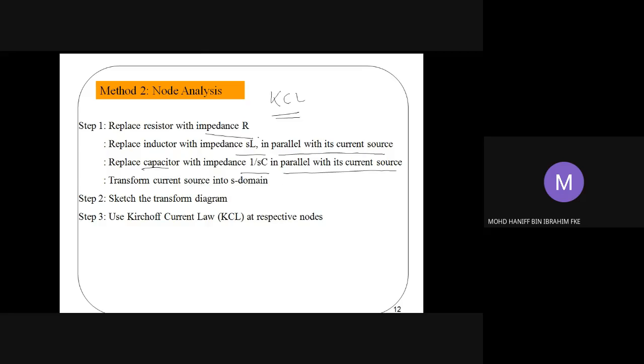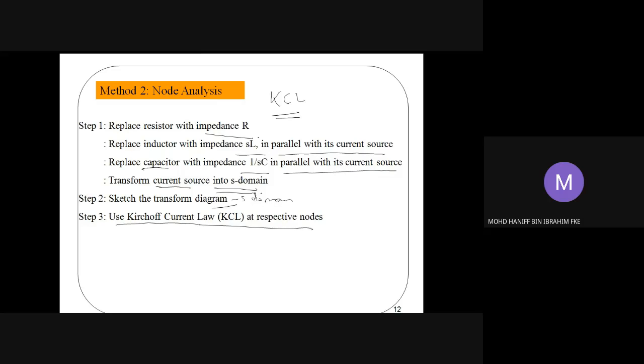Again, the current source needs to be transformed into the S domain. As usual, sketch the transform diagram, meaning this is the S domain. This is what we have done before. And finally, the third step is to use the KCL at the respective node and to solve for the required parameters.